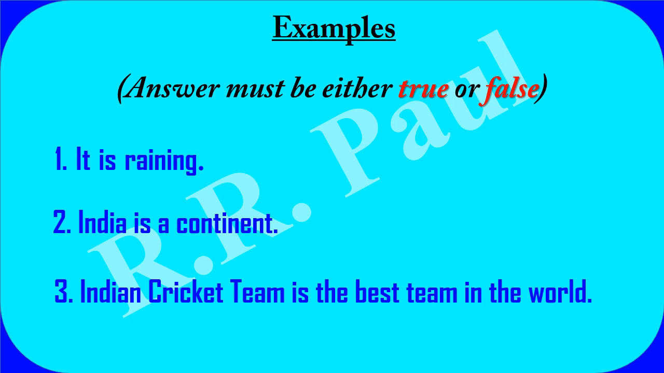It is raining. Yes, it is raining. No, it is not raining. India is a continent. Yes, India is a continent. Or no, India is not a continent. Third one, Indian cricket team is the best team in the world. Either the answer will be yes or no. So in all of these cases, no other answer is possible other than true or false. Hence, all three are examples of propositions.